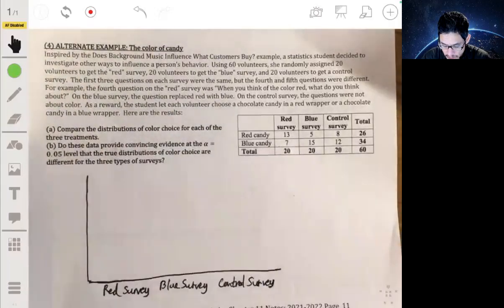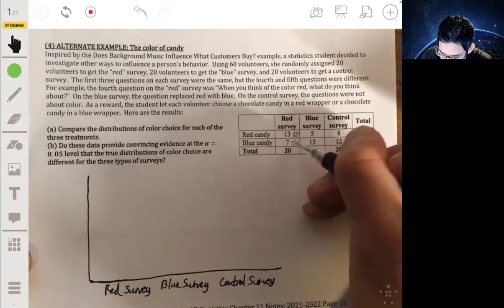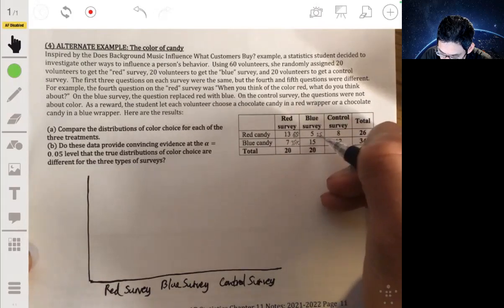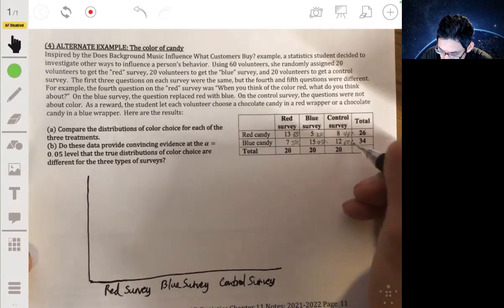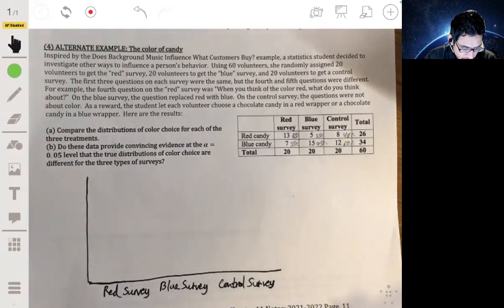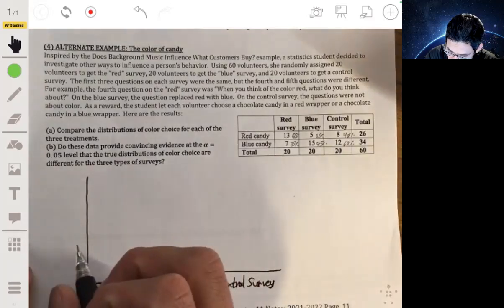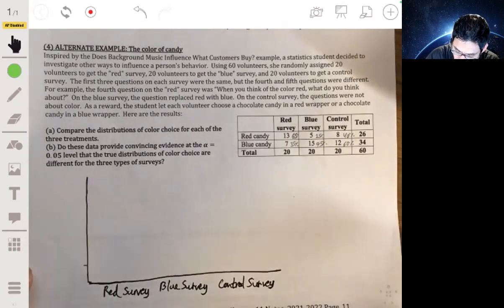So 13 over 20 will be 65%. Then this will be 35%. 5 out of 20 is 25%. This will be 75%, and 8 out of 20 will be 40%, and then 60%. So we'll draw bar graphs corresponding to those heights. So let's go by 20s, I guess. That'll probably be the most convenient.